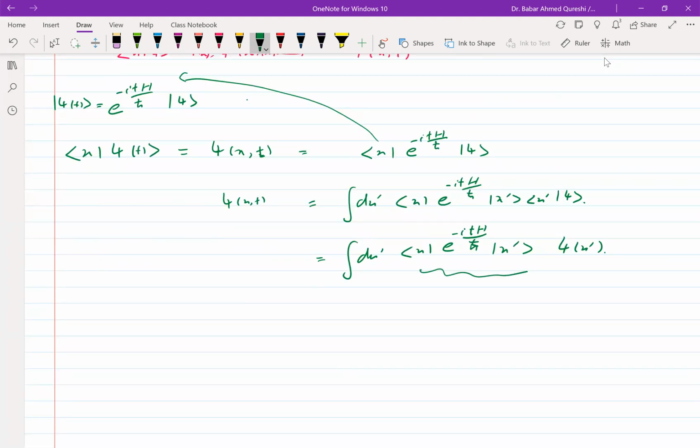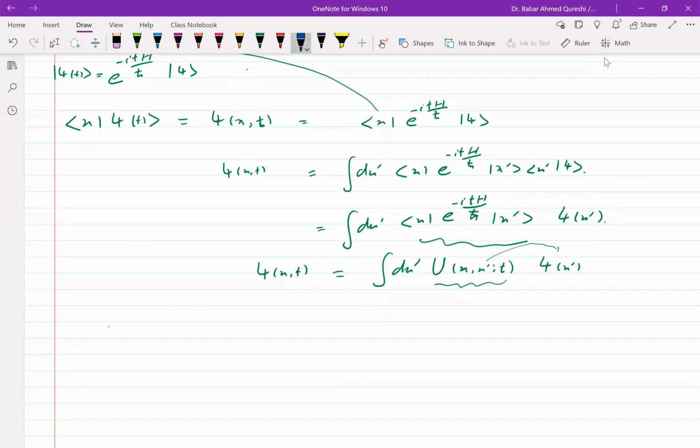So this becomes kind of a kernel. It has two arguments, x and x dash. I'm just giving it a name, with x dash and t because you are evolving by time t. You can say that it's the position space representation of this evolution operator. And this is just psi of x dash, and you are integrating over dx dash to get your wave function at any given position x at a later time t. So this is a kernel, and you integrate it with your wave function at the starting time to get the wave function at a later time.